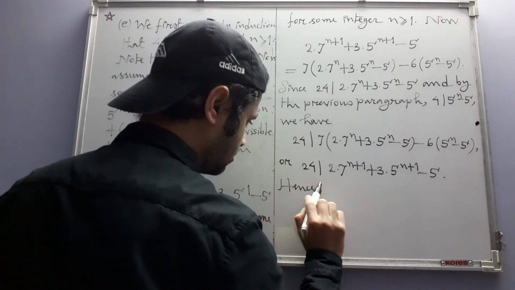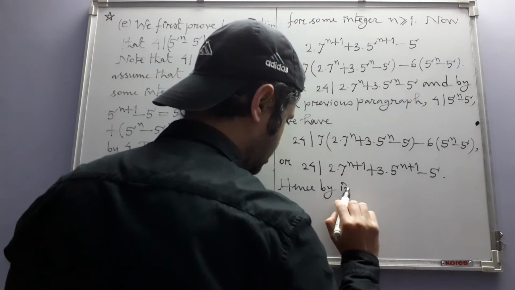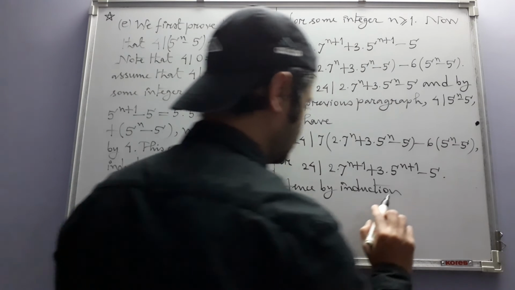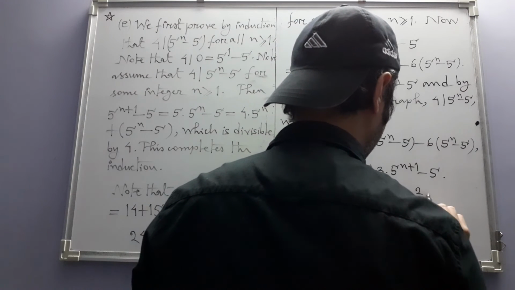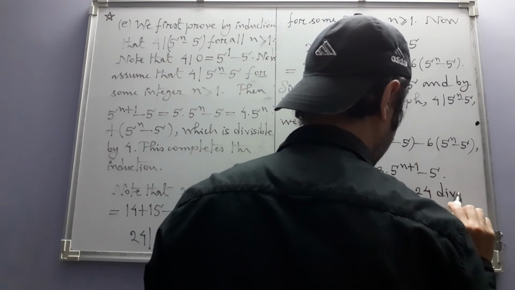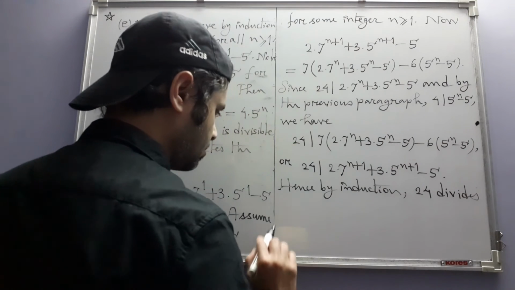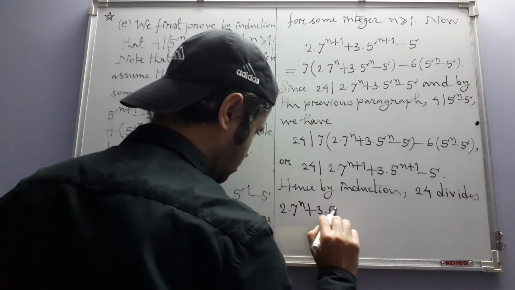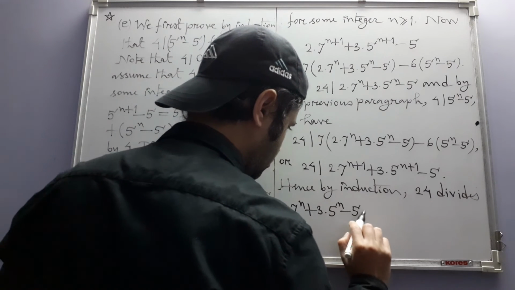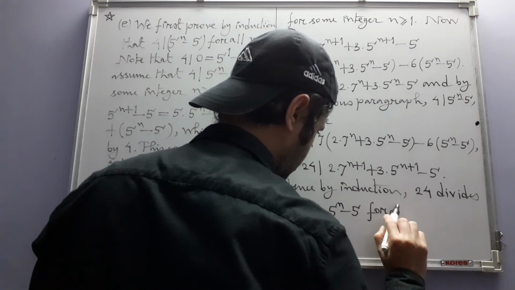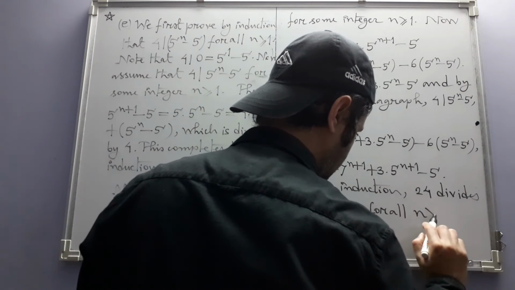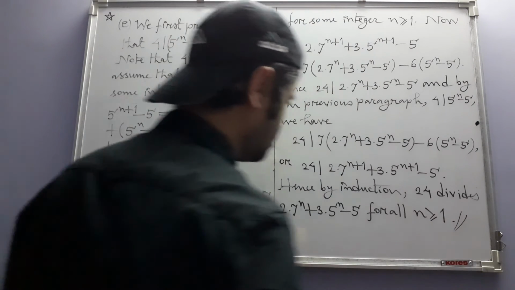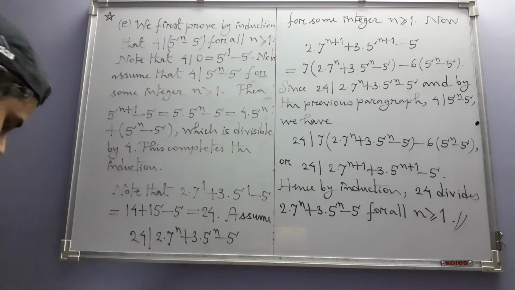Hence, by induction, or by the principle of mathematical induction, 24 divides this for all positive integers n, and this completes the entire solution.